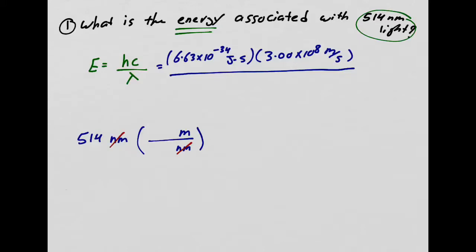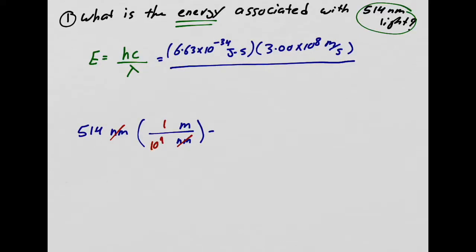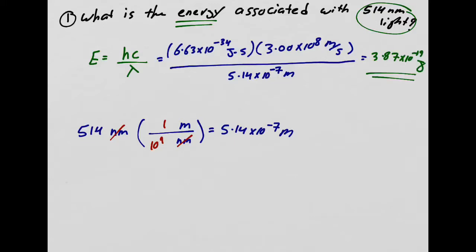The relationship, which one is a larger unit? Meters. 1 meter is 10 to the 9th nanometers. So what I end up getting is 5.14 times 10 to the minus 7 meters. I want to come over here and plug it in. Now, make sure you get the same answer as me. I get 3.87 times 10 to the minus 19 joules. That's what I ended up getting. So far, so good. Beautiful.